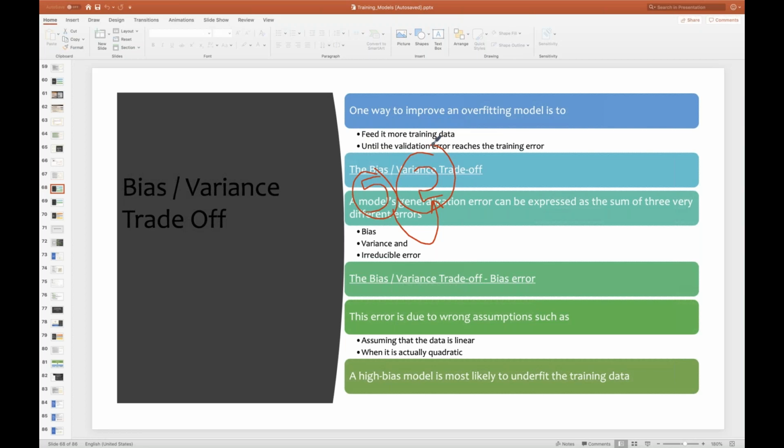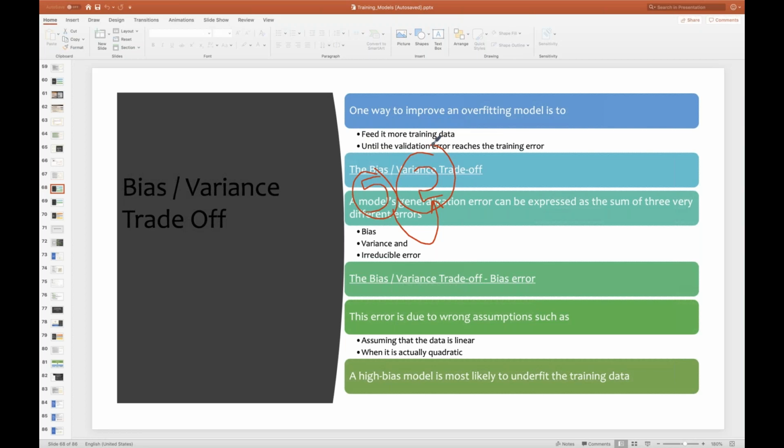Again, go back and memorize your banana, apple. What did I say yesterday? Banana, apple, and orange in one, and banana, apple, orange, strawberry, and grape in another one. Okay, that is what it is. Now, a model's generalization error can be expressed as the sum of three different errors. Sum of three different errors. One is bias, one is variance, other is irreducible error.